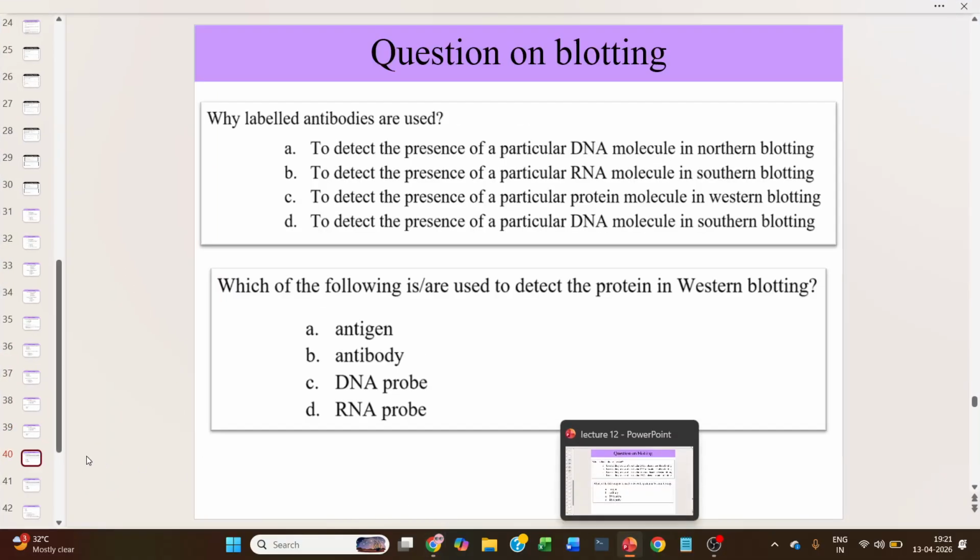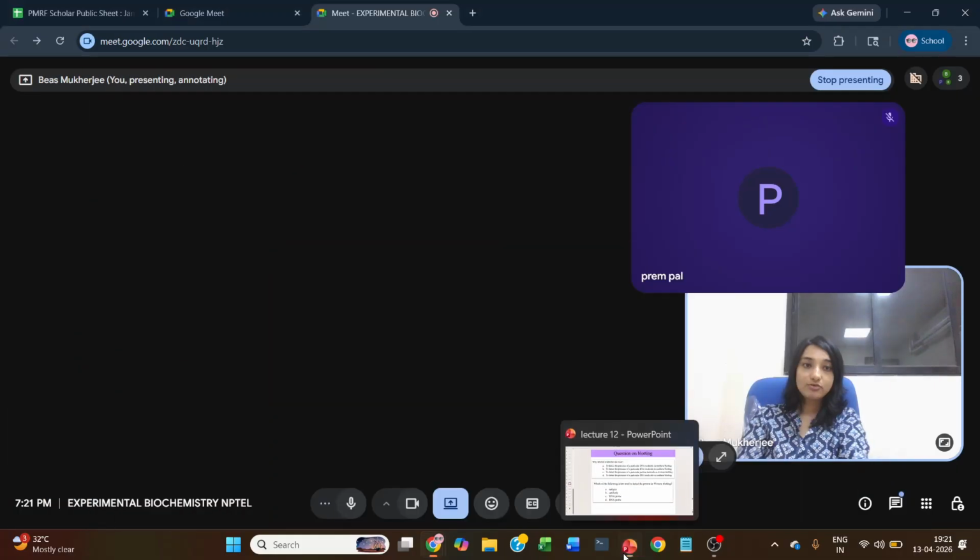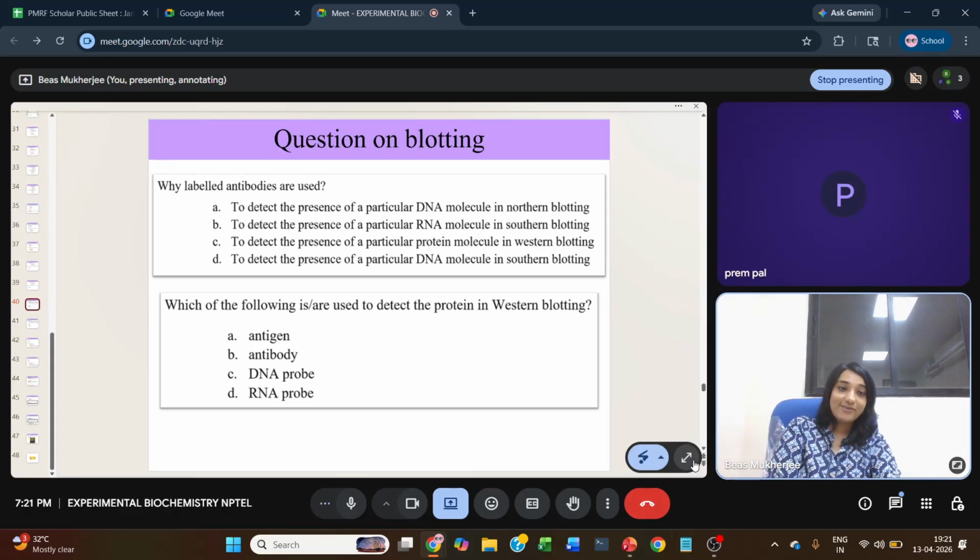Okay, we have a few more questions and then we will be done with the whole course. Let's try answering. Labeled antibodies are used to detect the presence of a particular DNA molecule in Northern blotting, a particular RNA molecule in Southern blotting, a particular protein molecule in Western blotting, or a particular DNA molecule in Southern blotting.